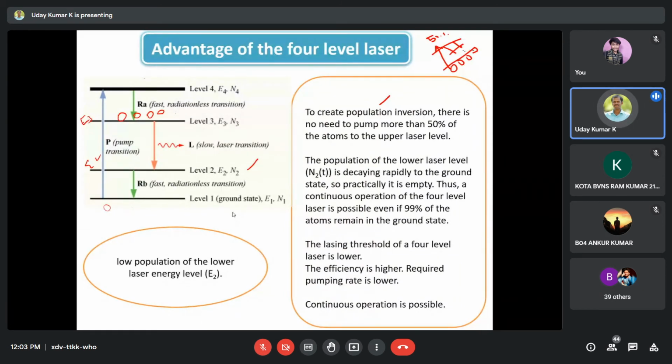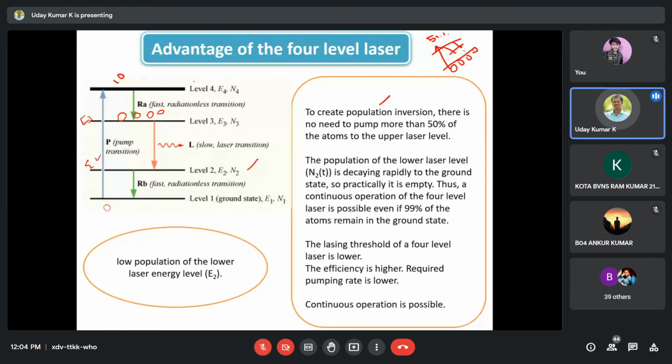For a rough estimation, let's say there are a total of 1,000 atoms. Imagine only 1% you are pumping. Out of 1,000, what does 1% mean? 10 atoms, isn't it right? 10 atoms you are sending to the higher energy level, that is the 4th. Now the 4th energy level is the excitation state, right?